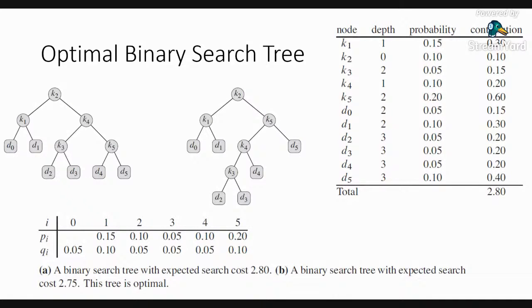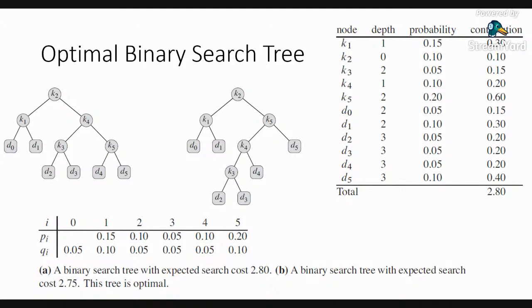If you calculate the cost of the second binary search tree, you will conclude that the cost of this particular tree comes out to be 2.75. So 2.75 is better than 2.80. It means that the second tree is far better than the first tree.